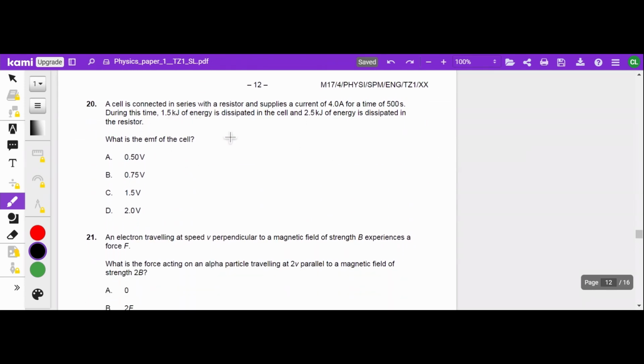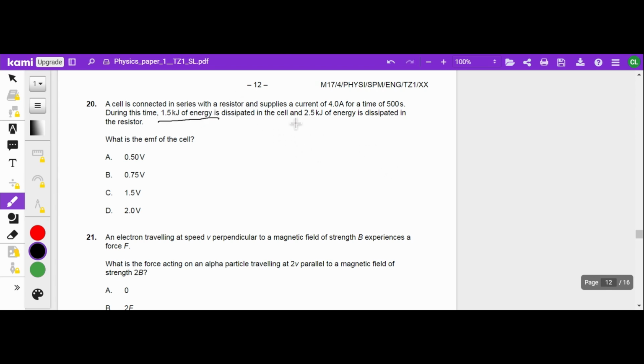A cell is connected in series with a resistor and supplies a current of 4 amps for a time of 500 seconds. During this time, 1.5 kilojoules of energy is dissipated in the cell, and 2.5 kilojoules of energy is dissipated in the resistor. What is the EMF of the cell?